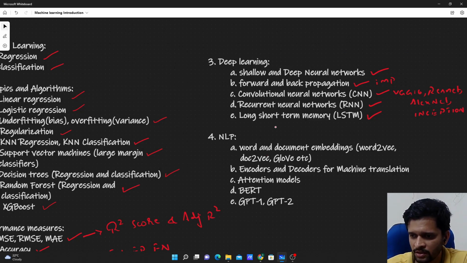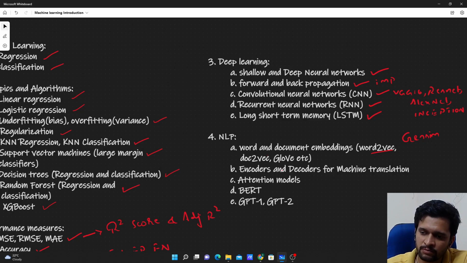natural language processing. So with respect to NLP, I will first talk about word and document embeddings. Within that, I will mostly concentrate on the Gensim library. In the Gensim library, we can understand how we can develop word embeddings and document embeddings using algorithms such as word2vec, doc2vec, GloVe, etc. So I will talk about that.